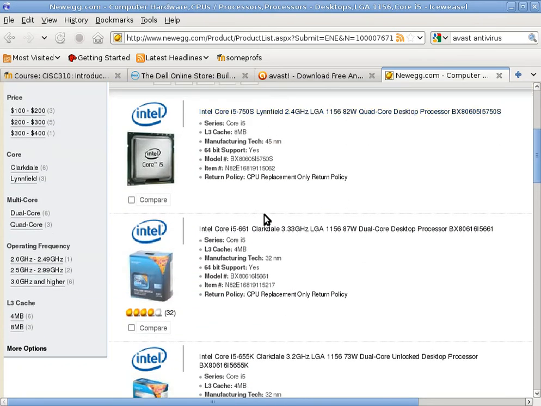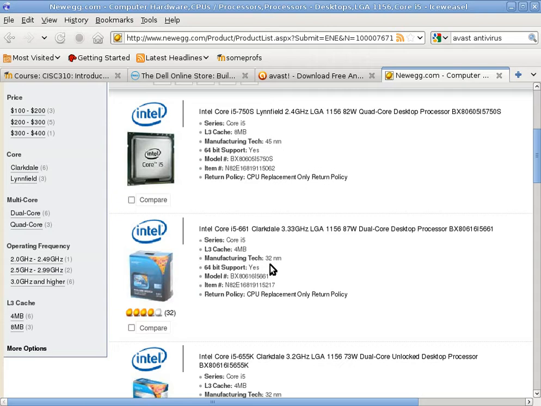Now, when you see these names like Lynnfield or Clarkdale and so on, they describe a particular process to make the processor. So, depending on the family, it can have a different type of technology. Like the Lynnfield technology uses a 45 nanometer process, whereas the Clarkdale uses a 32 nanometer process. What is a nanometer? 1 nanometer is 1 billionth of a meter. Yeah, so that's really tiny.